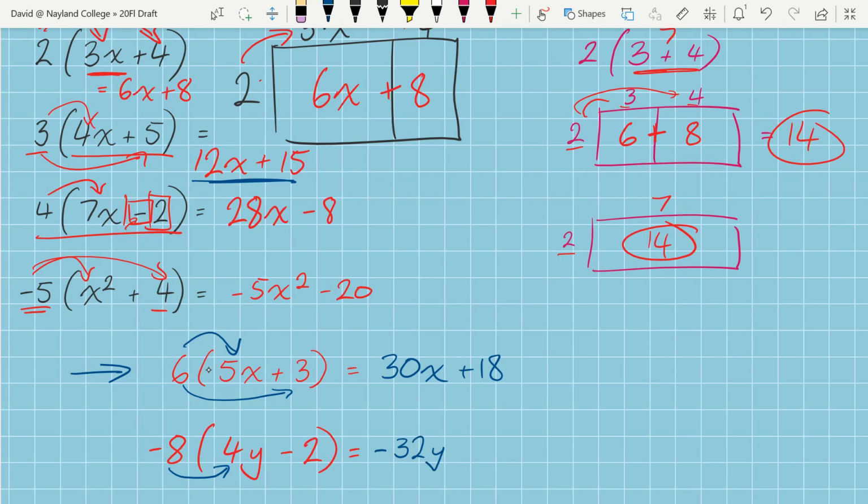Moving on to the next part, we're dealing with minus 8. Minus 8 times minus 2. 8 times 2 is 16. There's a minus there and there's a minus there, so those are actually going to cancel out. So instead of being minus 16, it's just going to be plus 16. So here's our answer.